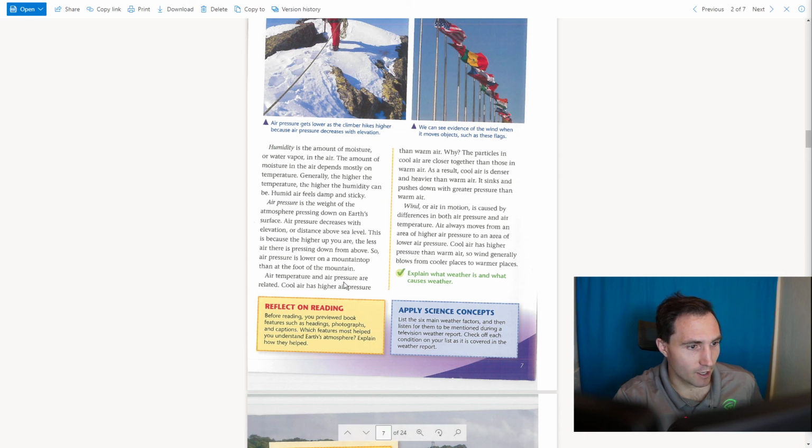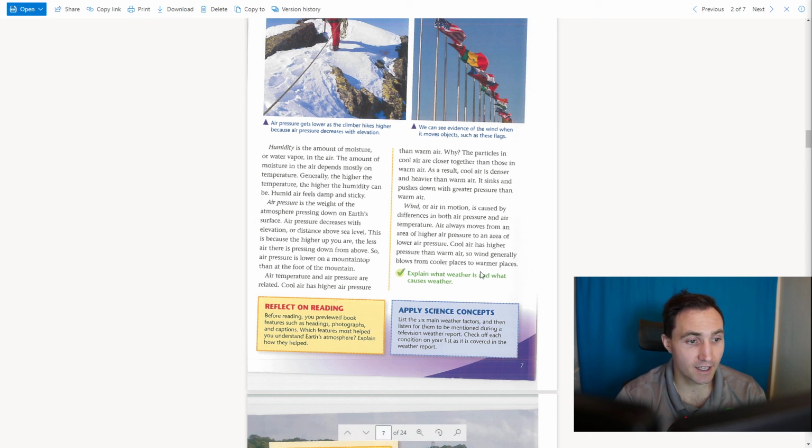Okay, so air temperature and air pressure are related. Cool air has higher air pressure than warm air. Why? The particles in cool air are closer together than those in warm air. As a result, cool air is denser and heavier than warm air. It sinks and pushes down with greater pressure than warm air. Wind, or air in motion, is caused by differences in both air pressure and air temperature. Air always moves from an area of higher air pressure to an area of lower air pressure. Cool air has a higher pressure than warm air, so wind generally blows from cooler places to warmer places.